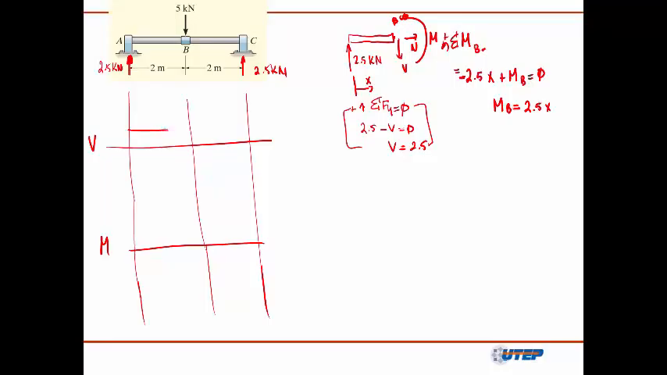So I'm going to draw this constant, 2.5. And usually we shade the area. Now, the moment here is 2.5x. This is like an equation of the form y equals mx plus b, so it's a line with intercept 0 and a slope of 2.5.